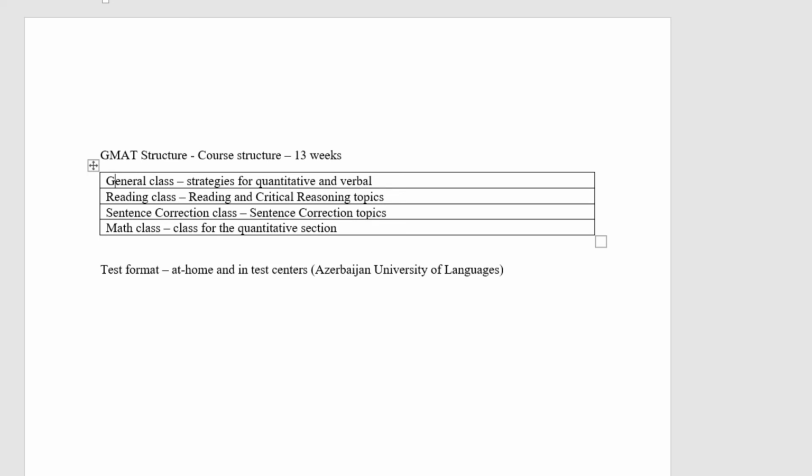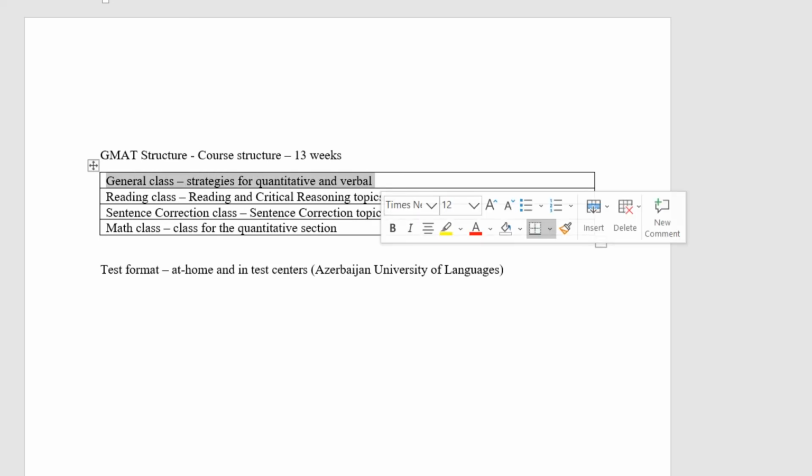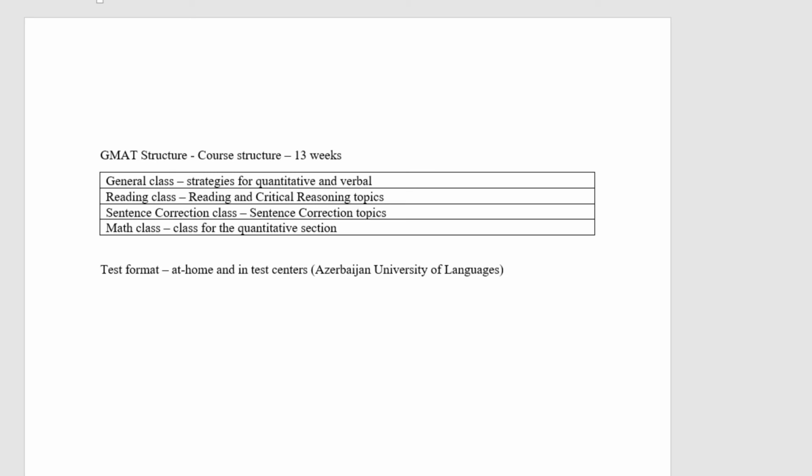We have a general class. In the general class, we form strategies for quantitative and verbal sections, and more importantly, we analyze exam questions. I get them from different forums. I get them from students that, thanks to their drawings, or thanks to their hints and cues, I can find some questions, and it is very useful for me to work with you based on these questions. You have the reading class, in which we focus on reading and critical reasoning topics, and every week we take one topic for reading, one topic for critical reasoning.